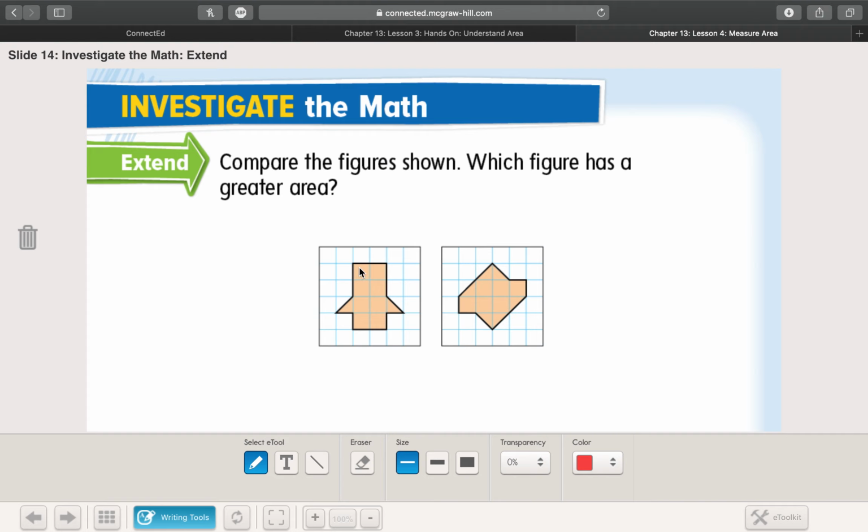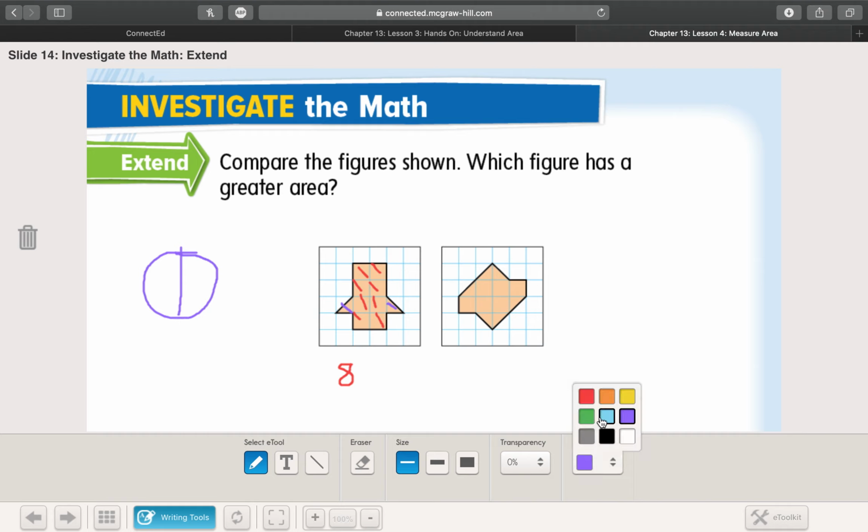First, we're going to count the holes. 1, 2, 3, 4, 5, 6, 7, 8. 8 holes. Now I'm going to count my halves. 1, 2. 2 halves. Here's a picture that I'm going to draw.